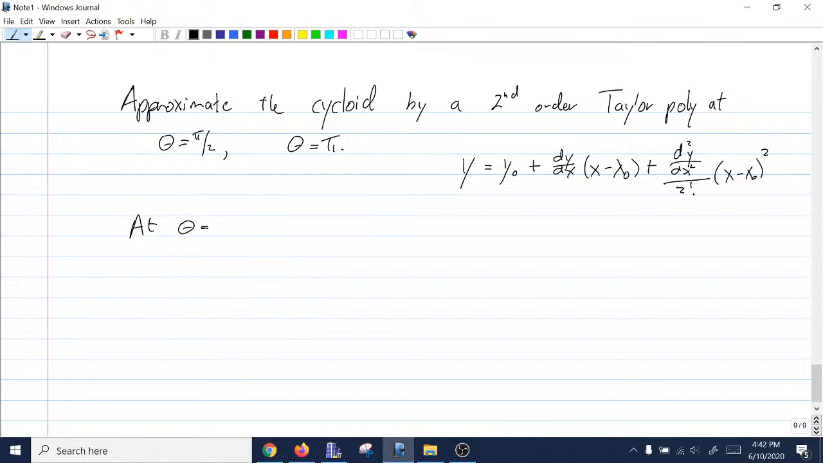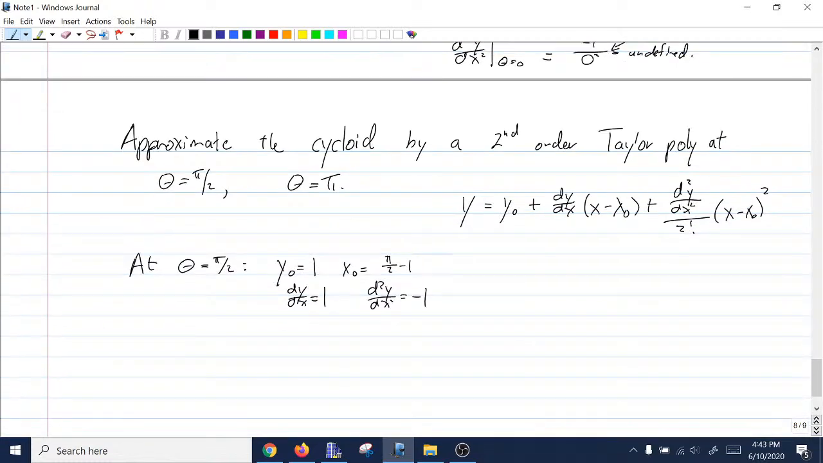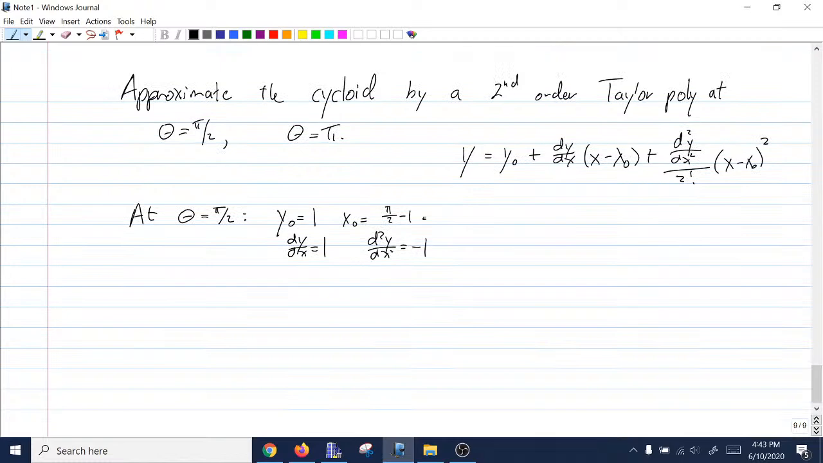At theta equals pi over 2, we've already figured out the y value was 1. The x value was pi over 2 minus 1. dy dx we worked out earlier was 1. d squared y over dx squared I think we just saw was negative 1. Yeah, so we have all the tools to plug this stuff in.